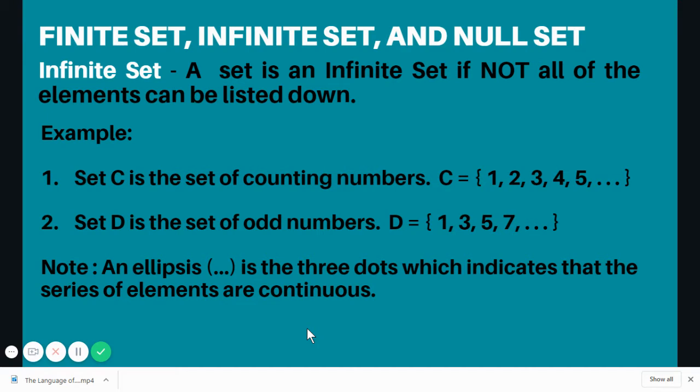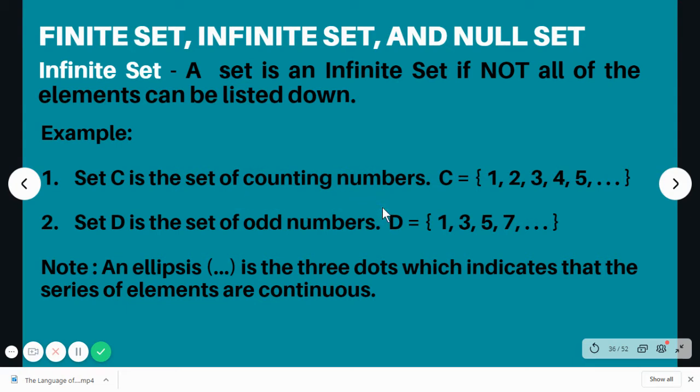Next, infinite set. So an infinite set is a set if not all of the elements can be listed down. So ibig sabihin, kabaliktaran to ng finite set. Ang infinite set, hindi mo pwedeng maibigay lahat ng posibleng elements or members ng set na iyon dahil sobrang dami nila. Example, set C is the set of counting numbers.